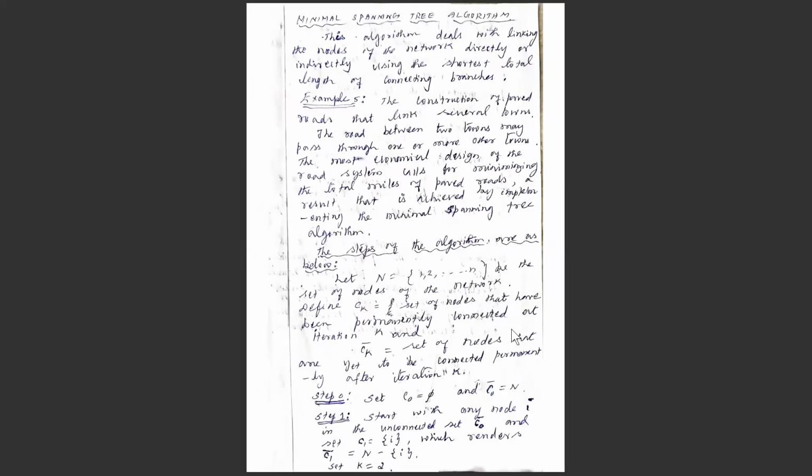Next, let us see the minimal spanning tree algorithm. This algorithm deals with linking the nodes of the network directly or indirectly using the shortest total length of the connecting branches. So either directly or indirectly, we are linking the nodes of the network using what? The shortest length. Yes. So this is the minimal spanning tree algorithm.